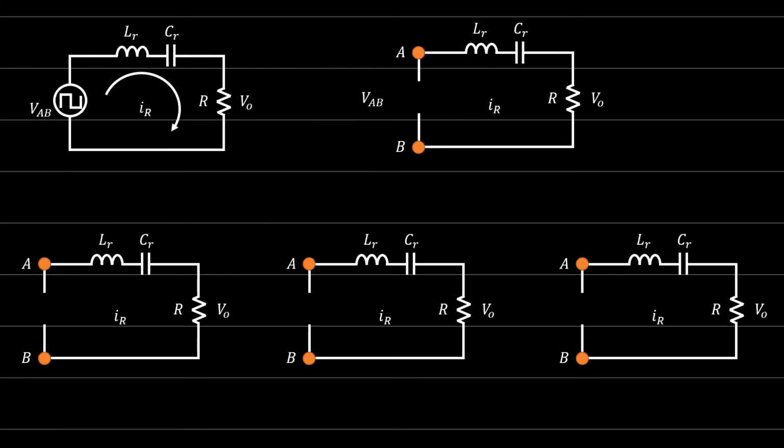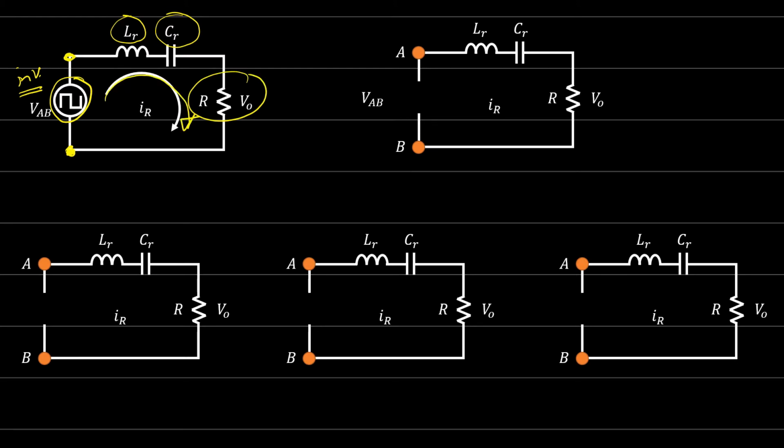So let's look at the modes of operation for this inverter. The voltage VAB is a square wave, right? So here we have the inverter, and the output of this inverter is a square wave, so we can remove the inverter and put in a square wave voltage source. Here on the load side we have the resonant inductance and the resonant capacitance. Okay, and we have the load. And here is the current IR.